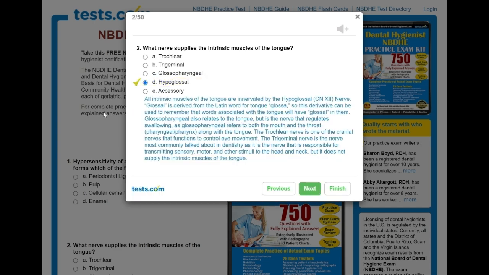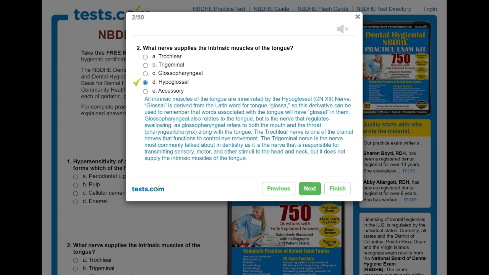D. Hypoglossal. All intrinsic muscles of the tongue are innervated by the hypoglossal CN XII nerve. Glossal is derived from the Latin word for tongue, glossa, so this derivative can be used to remember that words associated with the tongue will have glossal in them. Glossopharyngeal also relates to the tongue, but it is the nerve that regulates swallowing, as glossopharyngeal refers to both the mouth and the throat, pharynx, along with the tongue.